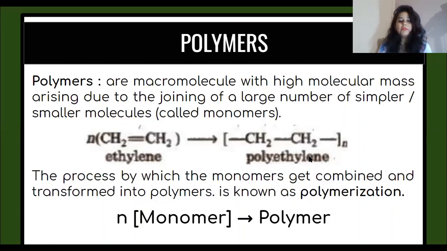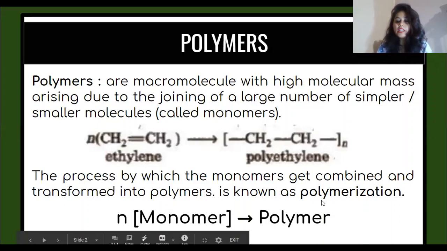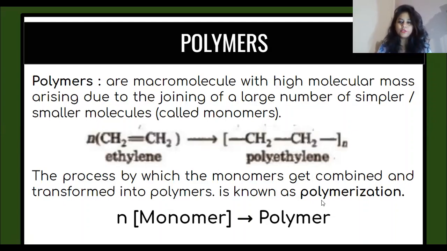So the simplest definition we have seen is that a polymer is a macromolecule having extremely high molecular mass, in which a large number of simpler, smaller monomer units are combining with one another. And when n units are combining with one another, they result in polymerization.